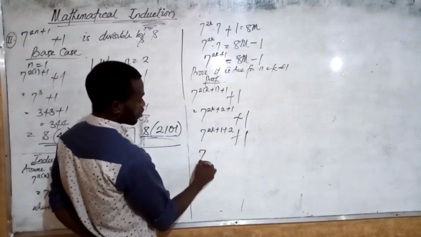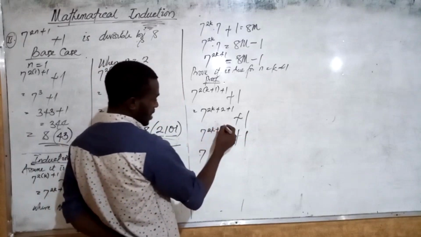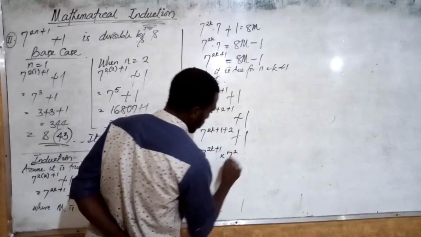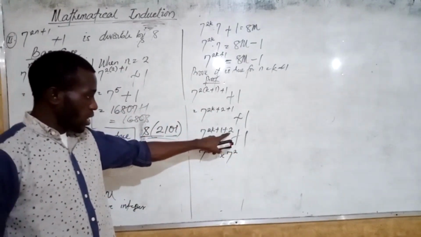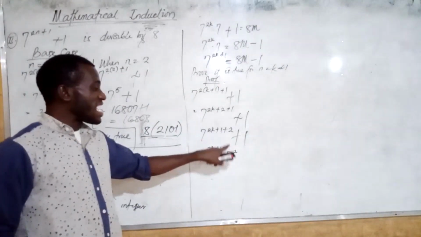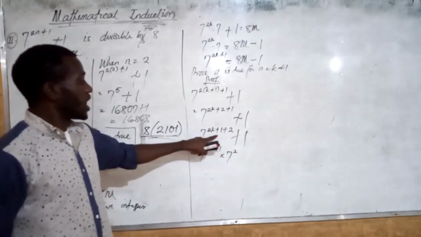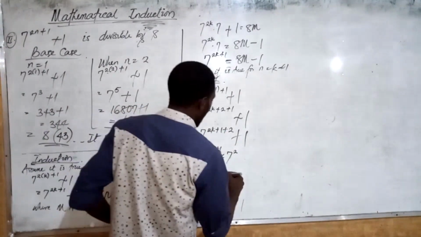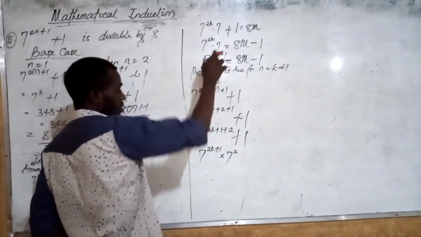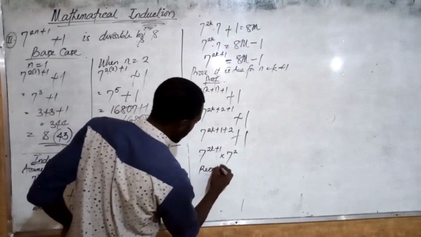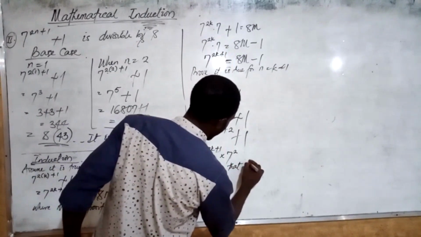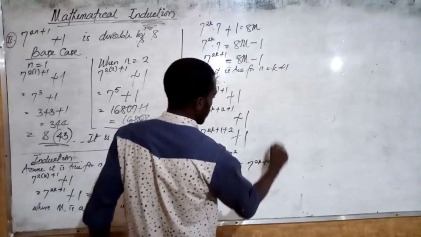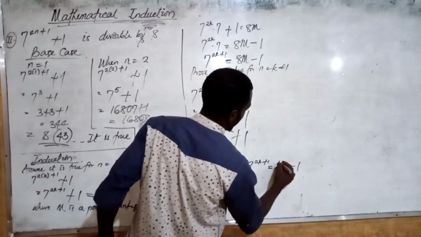So that we have 7 raised to the power 2k plus 1 times 7 squared. How is this clear? Because it's squared here. Of course, we could have brought 7 raised to the power 3 here, but we want it to resemble this equation here. So we can do this and now substitute. Recall that 7 to the 2k plus 1 is equal to 8n minus 1.